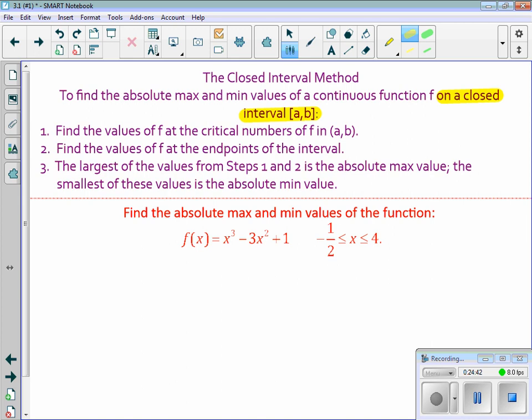Okay, first thing you're going to do is find the values of f at the critical numbers. So when it says the values of f, that means what? Find the y values. So you're going to find the y values at the critical numbers.